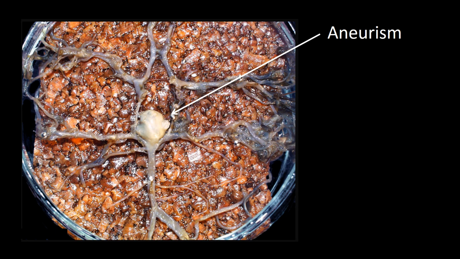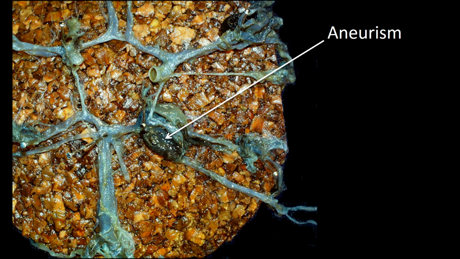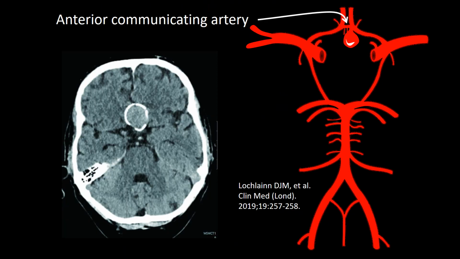Subarachnoid hemorrhages are often due to rupture of an aneurysm. Aneurysms can arise from any artery, the basilar artery, as can be seen in this specimen, or the posterior cerebral artery, but the most frequent site for aneurysm is the anterior communicating artery, anterior cerebral artery junction, as illustrated here.